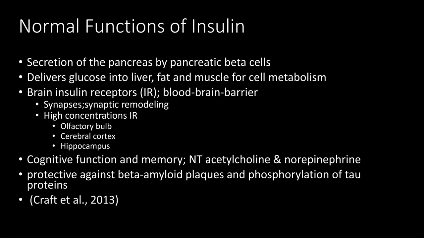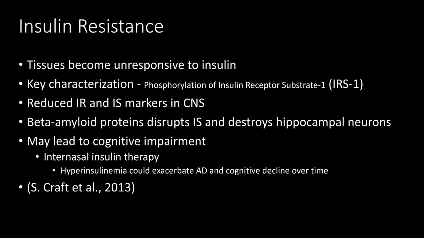And also, insulin is very important for modulating the neurotransmitters acetylcholine and norepinephrine. Also, something that's very important about insulin is that it protects against beta amyloid plaques and phosphorylation of tau proteins, which we know are characterizations of Alzheimer's disease.